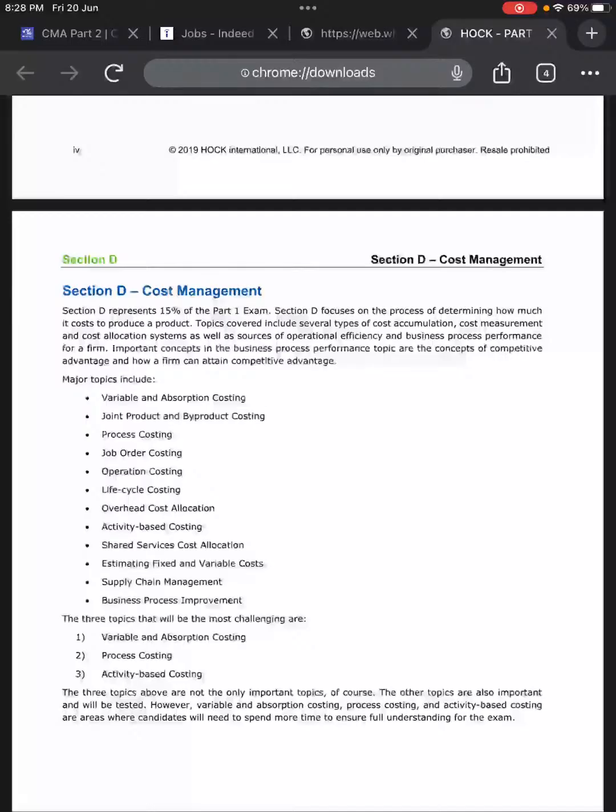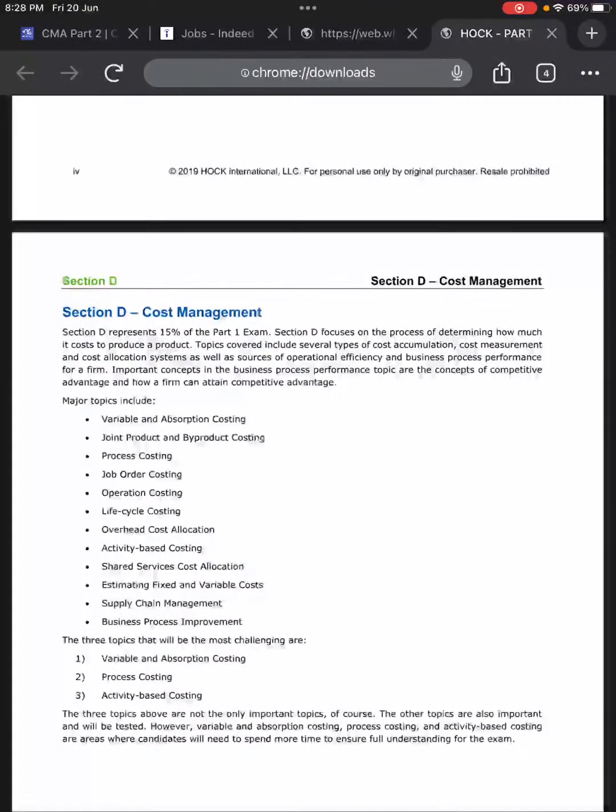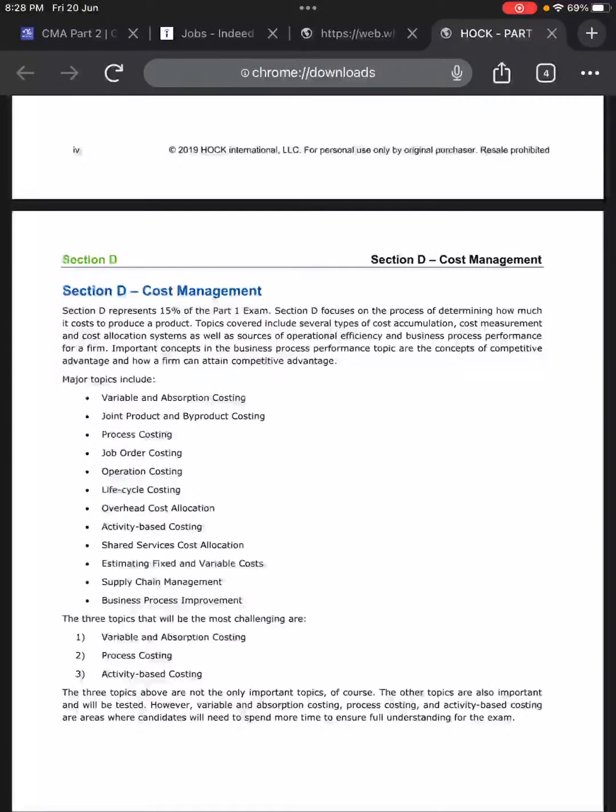Section D chapter. Section D chapter you can see here, and this book is very much famous in the market, Hawk Book International LLC. We will refer to this book for this first class. And we start from Section D, cost management, and I will share all the topic details for the whole session.